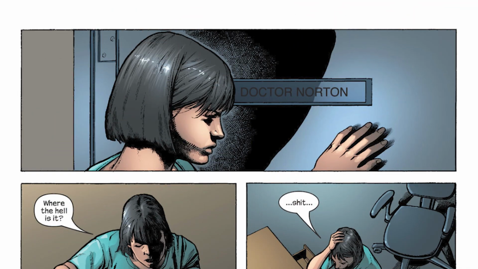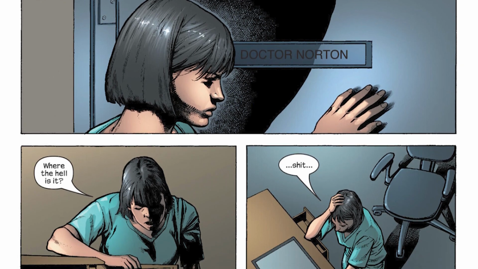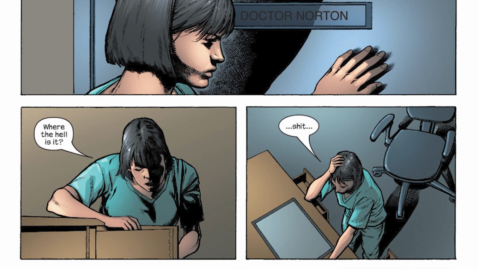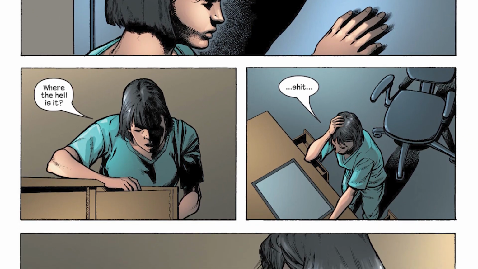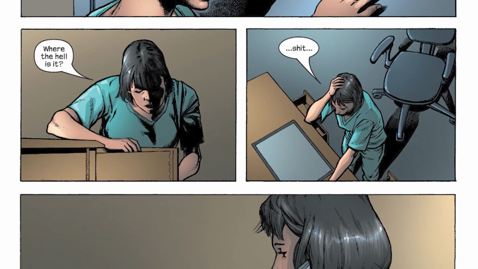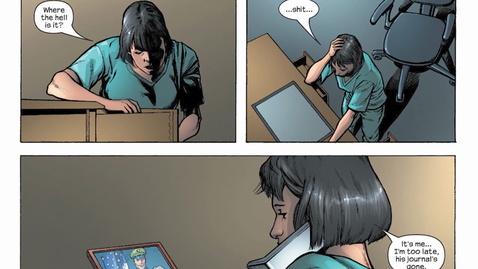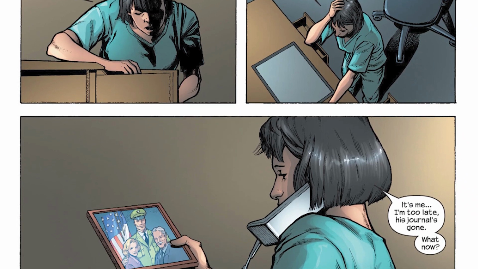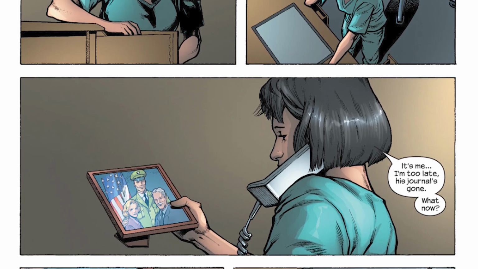Now, we actually do pick up with Penny, the night nurse. And right now you have Penny basically going to the office of Dr. Norton while he's away. Now, the reason why she's in his office right now is because she's looking for his journal. Now, of course, she's doing this because she's working for this organization that's right now blackmailing her. The problem is, though, when she goes into his office, the journal is gone.